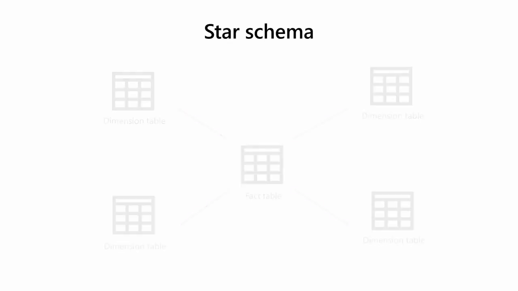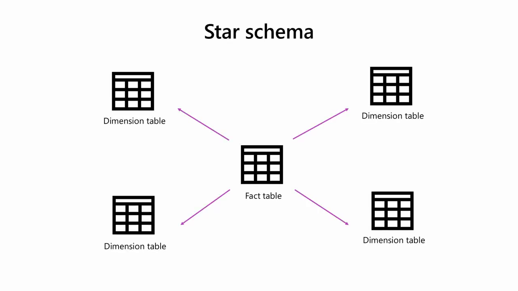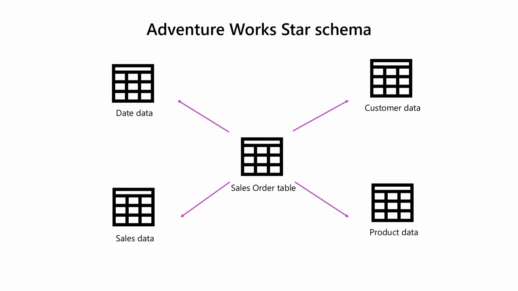In the Star Schema model, the fact table sits at the center. The dimension tables radiate out like the points of a star. Each dimension table is directly connected to the fact table. For example, the sales order table is the central fact table in the AdventureWorks Star Schema. The dimension tables like date, customer, and product are connected directly to it. This structure simplifies queries because you only need to navigate through two tables to answer questions like, what were the total sales on a particular date?